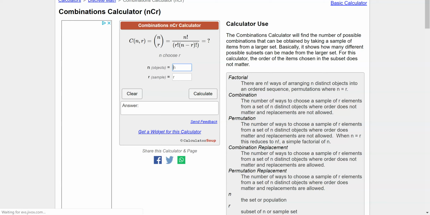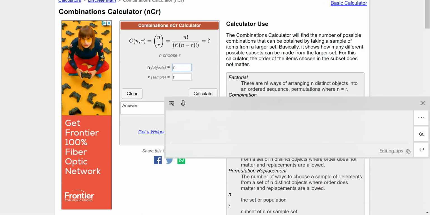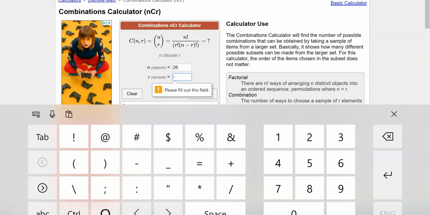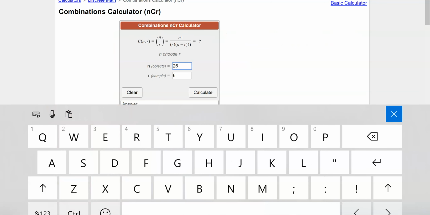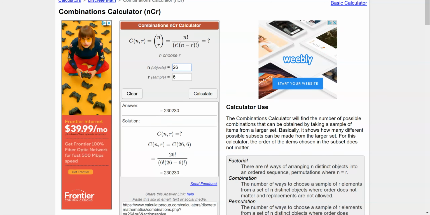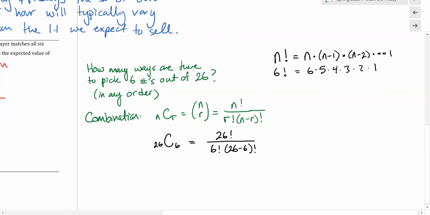See, there's that gnarly formula right there. And they're asking you, n is the number of objects. How many objects do you have? We have 26 objects, 26 numbers to choose from. And r is the sample size, how many we're going to pluck out. All right, it's going to be a big number, so let's see what it says. There are 230,230 different ways to pick 6 numbers out of a group of 26 numbers. There's a ton of them. So all that work to get that number: 230,230. That is the number of ways that I can pick 6 numbers out of 26.